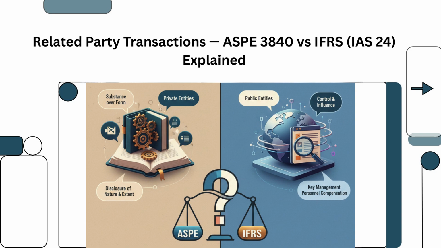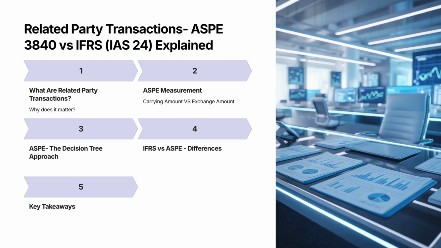Today we're tackling a topic that shows up all the time in both financial reporting and the CPA exams: related party transactions. If you've ever wondered what exactly makes a transaction related, how to measure it under ASPE versus IFRS, or why these rules even exist, stay tuned, because we're about to break it all down with clear logic, real examples, and practical journal entries.